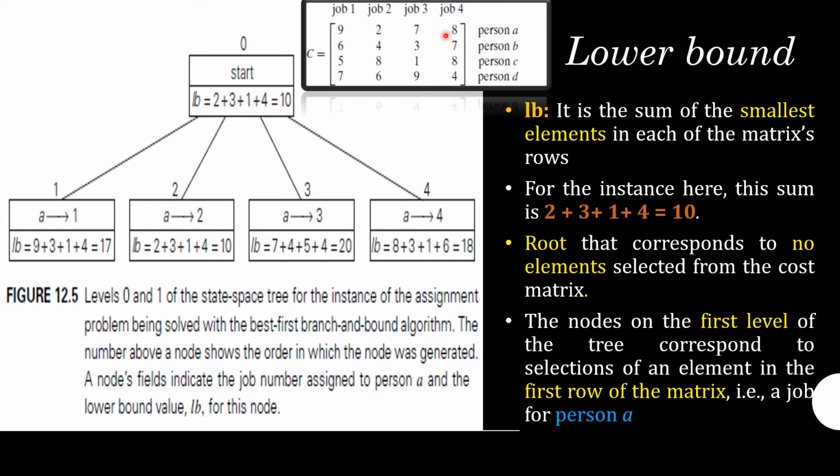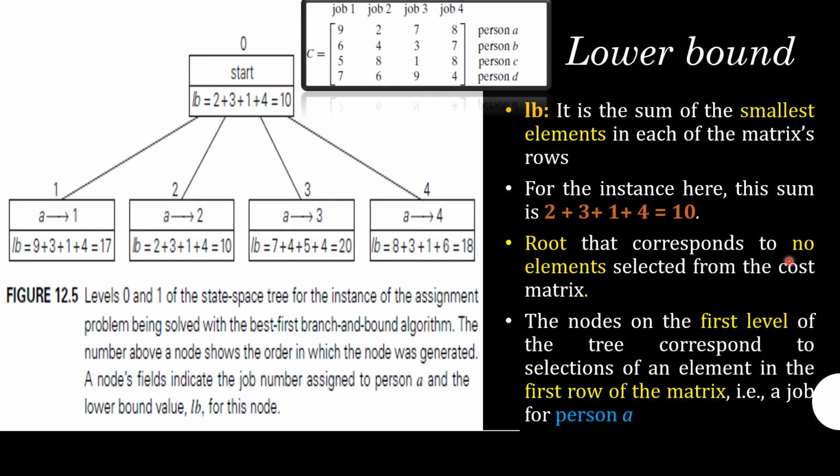So in the first row, 2 is the smallest compared to all the elements. Second row, 3 is the smallest. Third row, 1 is the smallest. And the fourth row, 4 is the smallest. So 2 plus 3 plus 1 plus 4 is equal to 10, right? That means this is the lower bound. So the first thing, we need to find a lower bound.